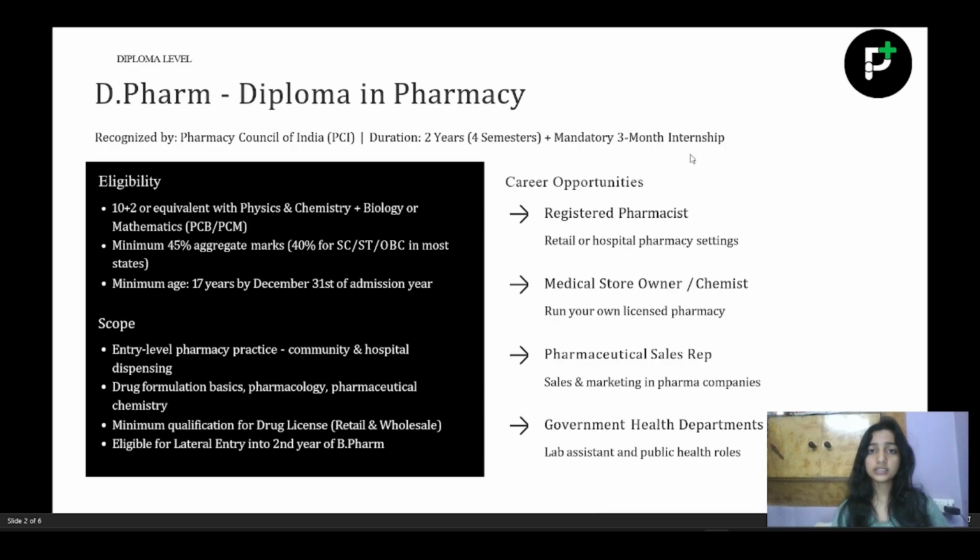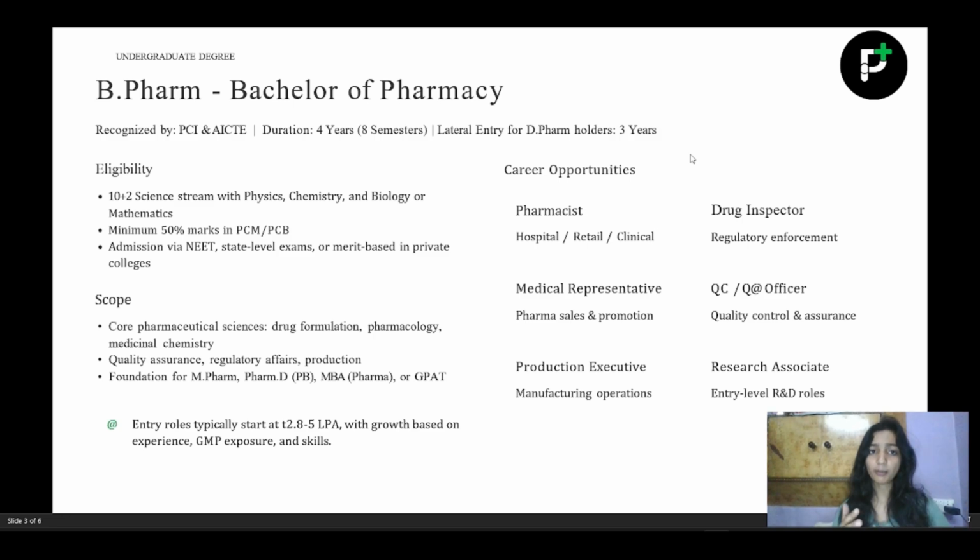Our next course is B.Pharm, which is Bachelor's of Pharmacy. Its duration is 4 years with 8 semesters, and obviously, as discussed in D.Pharm, you can get your lateral entry in it. And if I talk about eligibility criteria in B.Pharm, it is +2 with PCM or PCB with minimum marks above 50%. You can also enter by NEET or state level exams like CUET and other competitive exams.